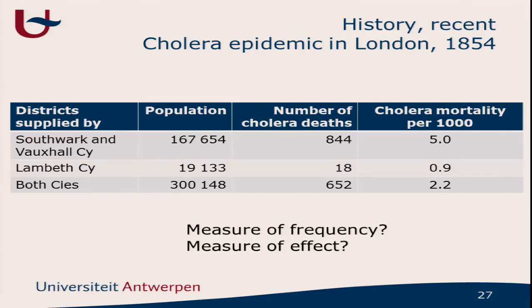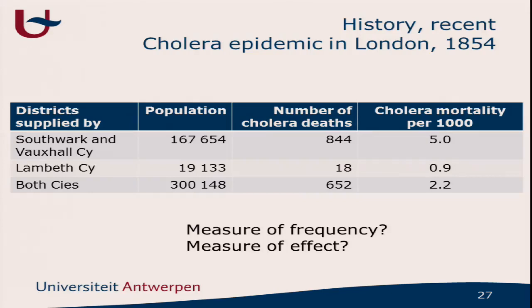Now, epidemiologists would compare measures of frequency. How would you compare these measures of frequency? What would you do? Just suppose that you would have to argue with the mayor to remove the handle of the pump, and you would say, well, the risk is higher in the districts where the water is supplied by the Southwark and Vauxhall Company. And the mayor would ask, what do you mean higher? Can you quantify higher? How would you do that?